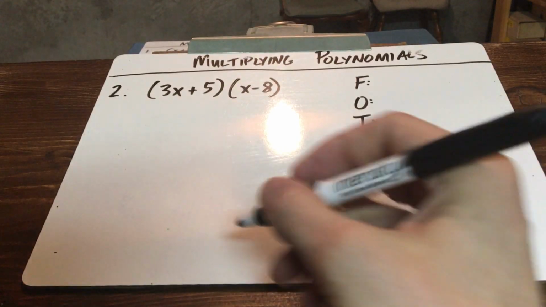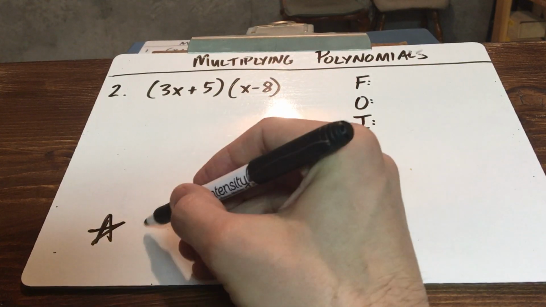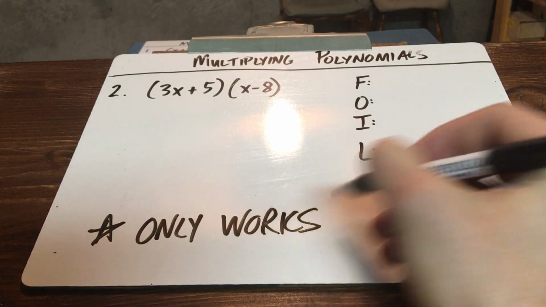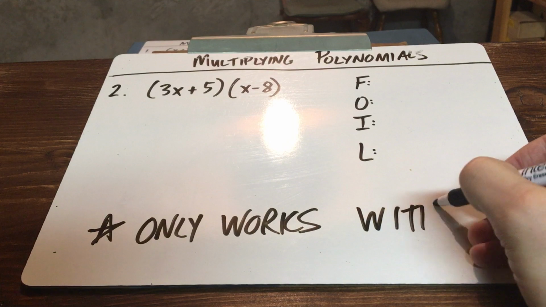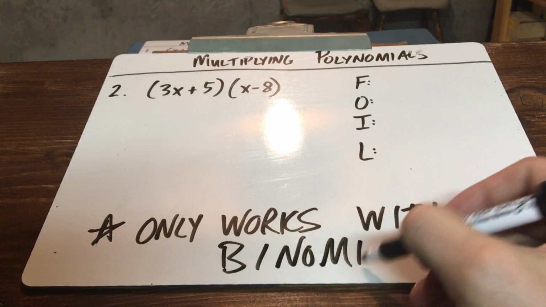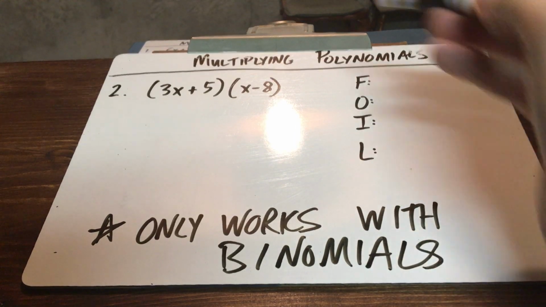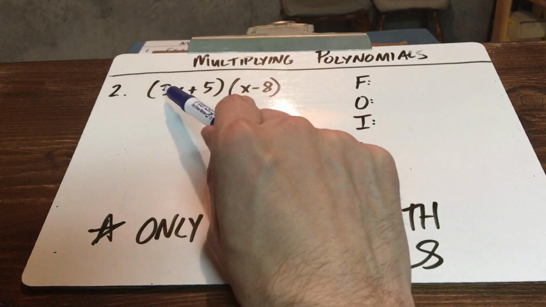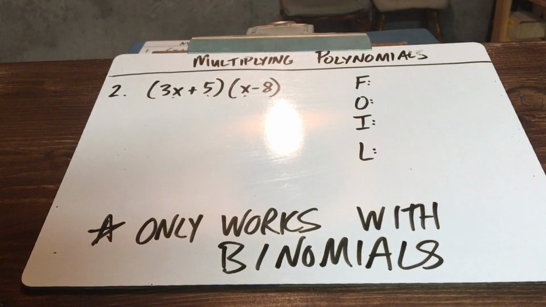Now, a quick disclaimer here. The FOIL method only works with binomials, right? Binomials. When you have 2 things in the first parentheses being added or subtracted, and you have 2 parts to the second parentheses being added or subtracted. FOIL will only work whenever you have 2 terms here and 2 terms here. It will not work on any other type of question.